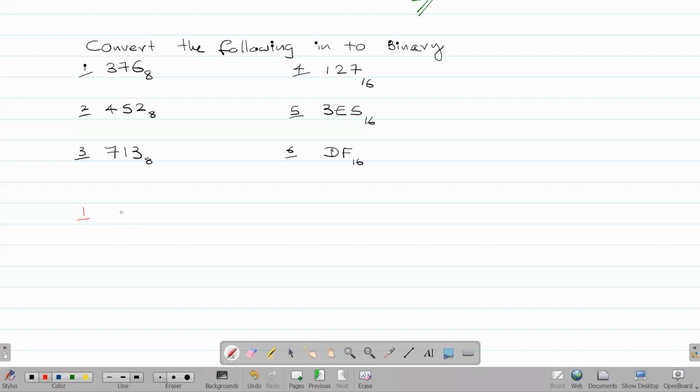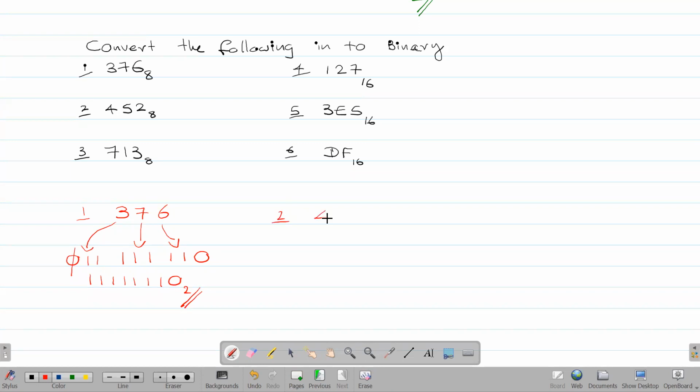First one, 376. So 6 can be written as 1, 1, 0. 7 can be written as 1, 1, 1. 3 can be written as 0, 1, 1. So the final answer is going to be, we can ignore this 0, and the final answer is going to be this.